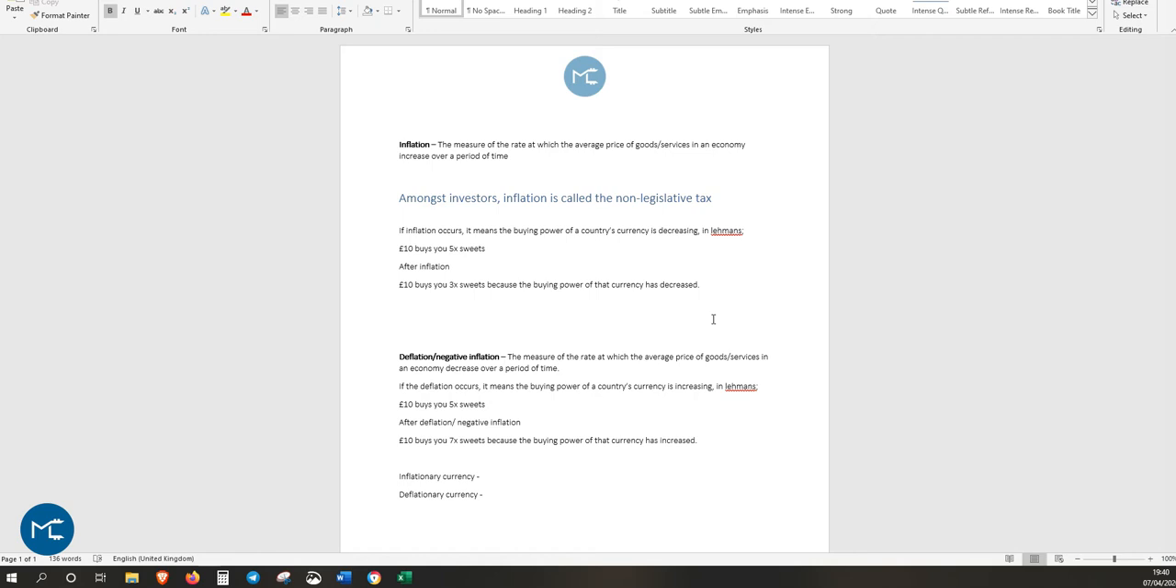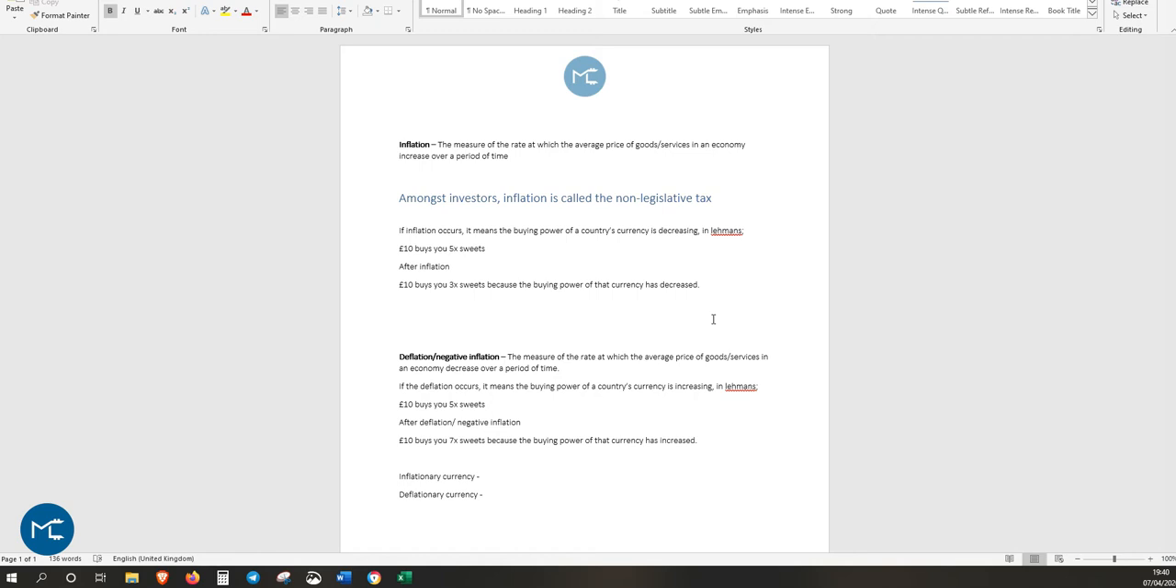So a quick recap as to what inflation actually is. Inflation is the measure of the rate at which the average price of goods and services in an economy increase over a period of time. Now, amongst investors, inflation is called the non-legislative tax. Now, what do they mean by that?